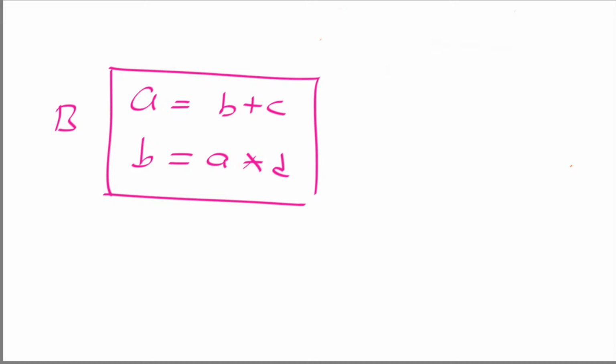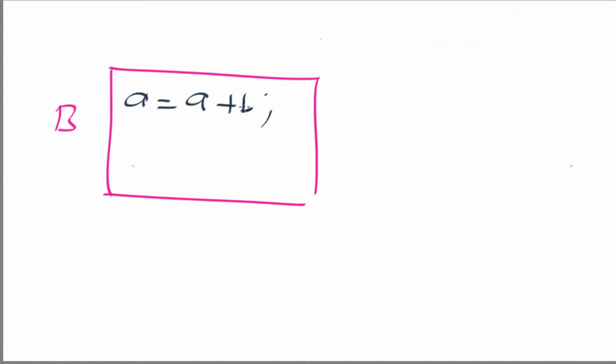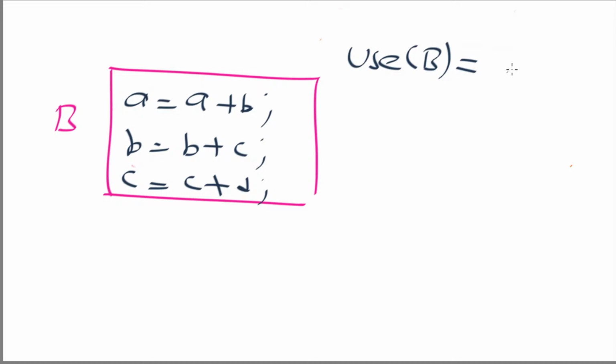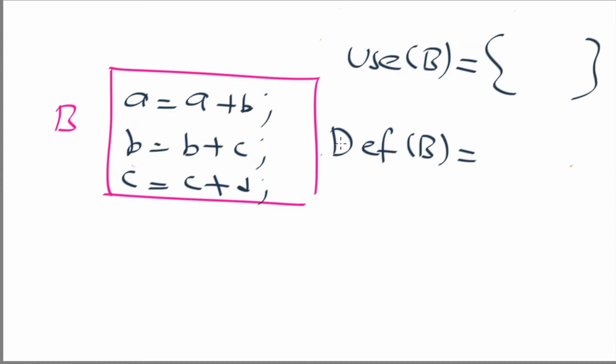That is the reason I have taken this question. Is this clear? You can take, for example, this question also. A equal to A plus B. B equal to B plus C. C equal to C plus D. Tell me, what are the variables which are used in this block, and what are the variables which are defined in this block?